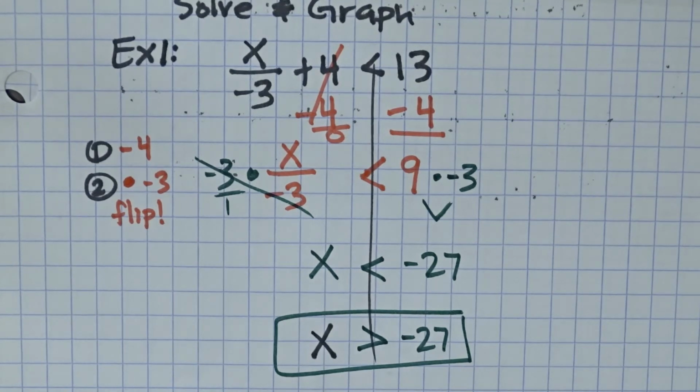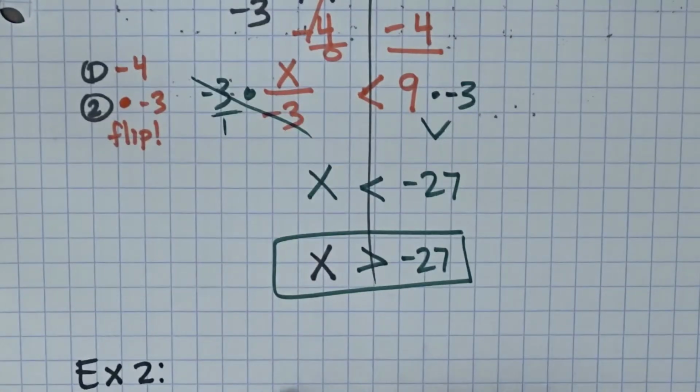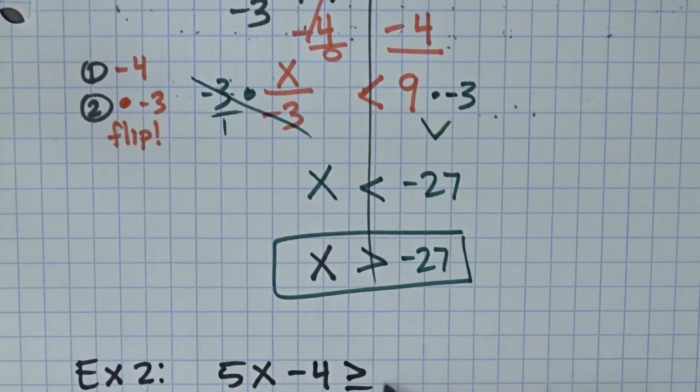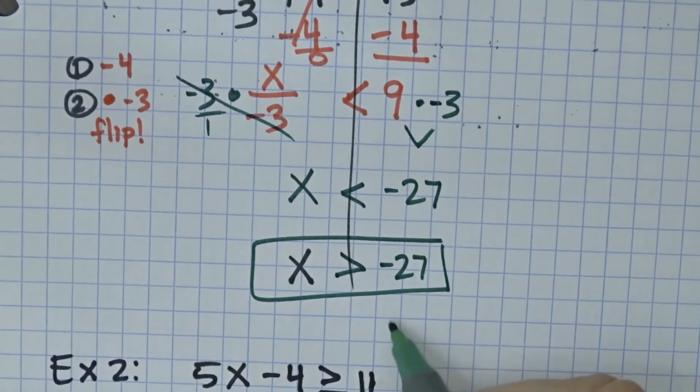All right, next one. Example 2. 5x minus 4 is greater than or equal to 11. Oh, I forgot to graph this one. Just a minute. Let's graph this answer really quick.